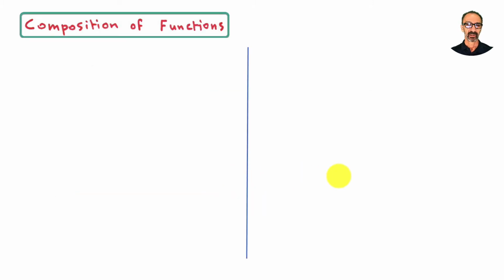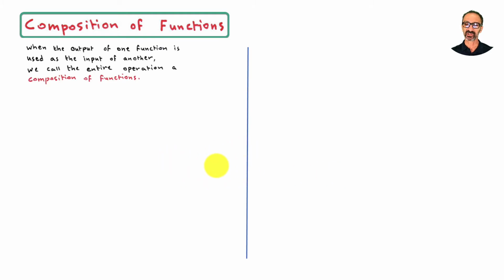Now, one more time, we're going to talk about the composition of functions. I'll go a little bit fast to save you some time, but that will help. When the output of the function is used as the input of another function, that's what we call composition of functions.